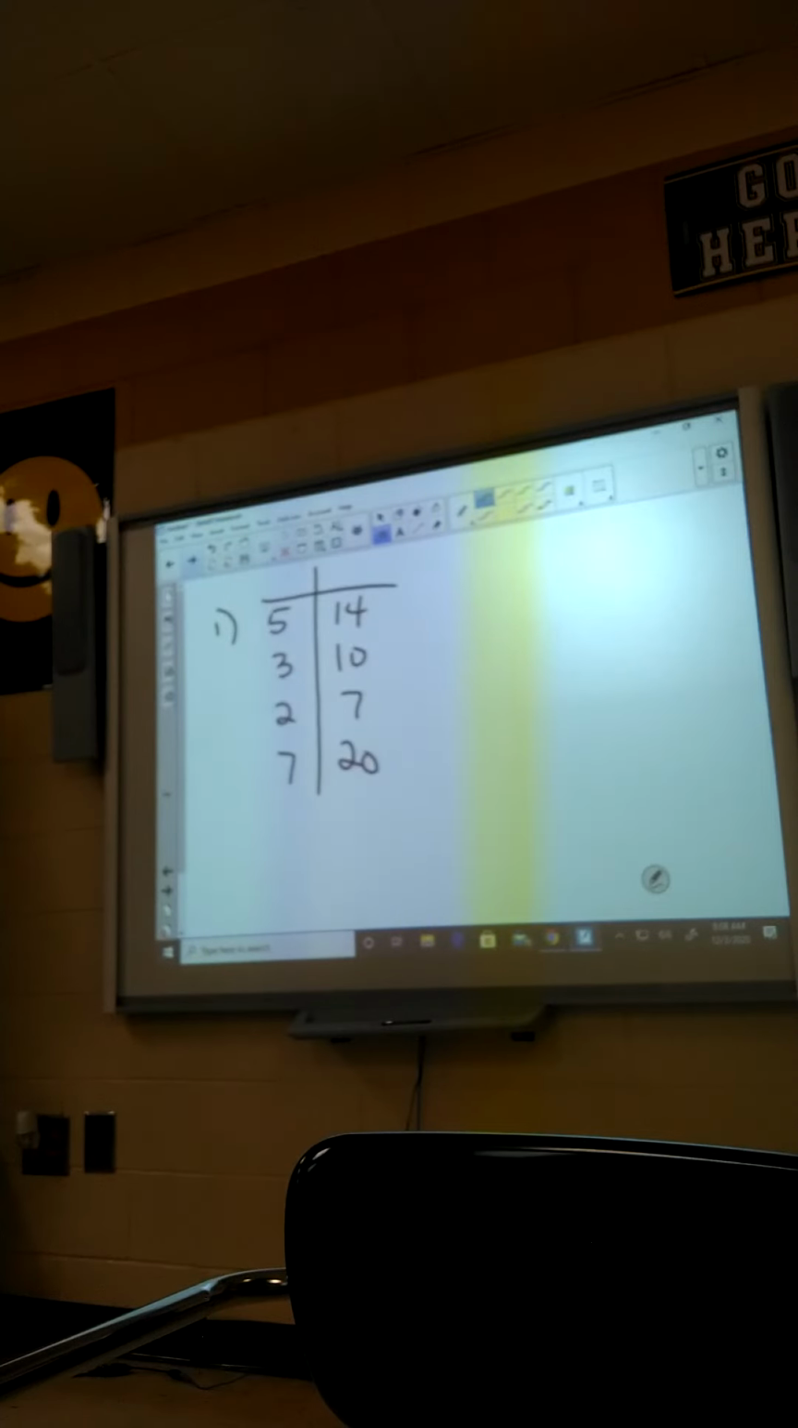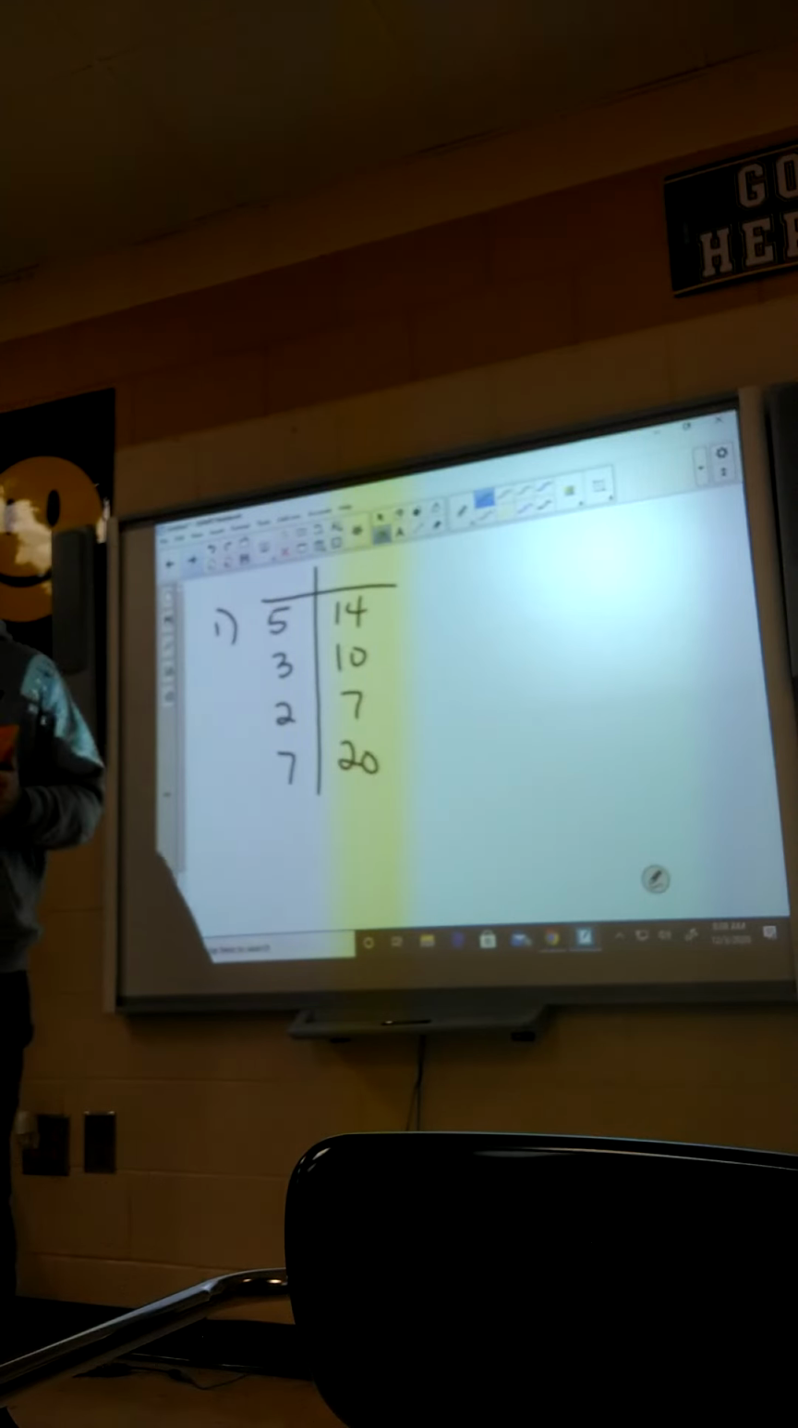All right, I'm going to type in 5, 3, 2, 7, 14, 10, 7, and 20. All right, so what am I looking for? What's the symbol for correlation coefficient? It's R. So we're looking for the one that's the R.